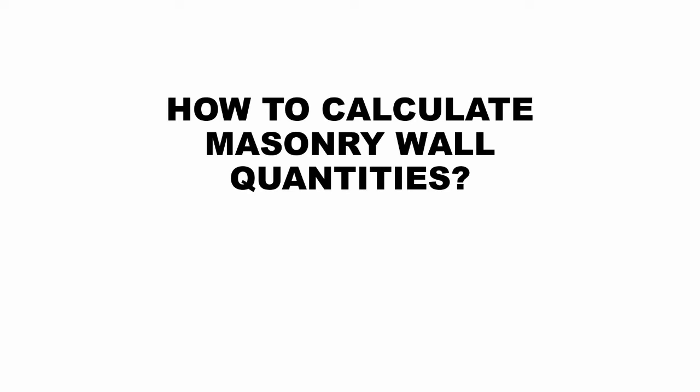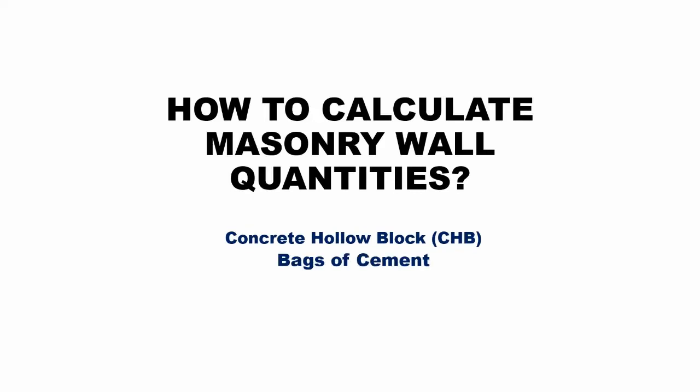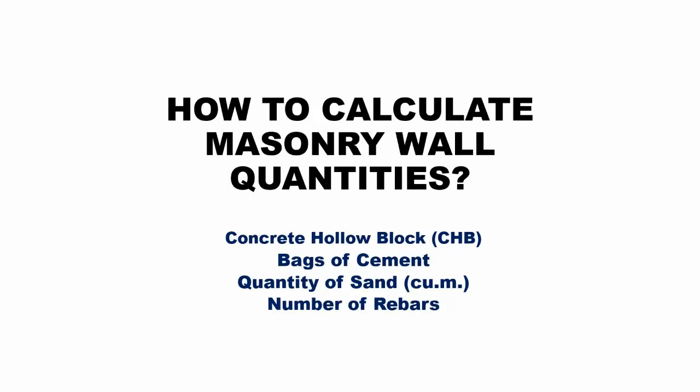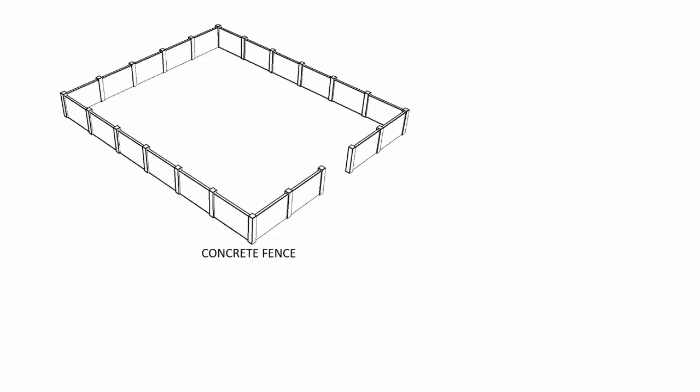In this video, I will show you how to calculate masonry wall quantities using your Android phone. These quantities include concrete hollow block or CHB, bags of cement, quantity of sand in cubic meters, and number of rebars. Our example here is a concrete fence. First we need to know the area of the fence we need to construct.